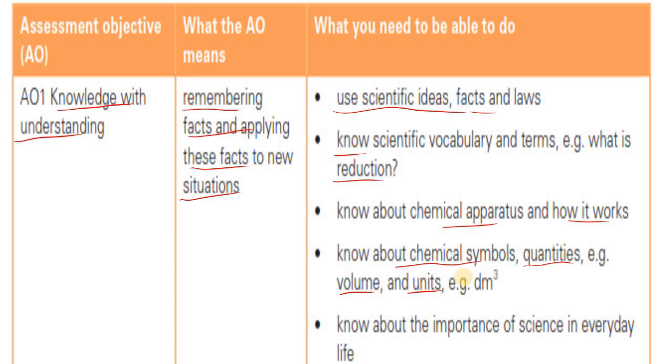And their units also. Now you must know about the importance of science in our daily life. These are general questions, right? Like what are the causes and effects of global warming, what are greenhouse gases, and what do you know about acid rain, and what are the effects of acid rain on buildings, on human beings, and on plants. These are general topics.